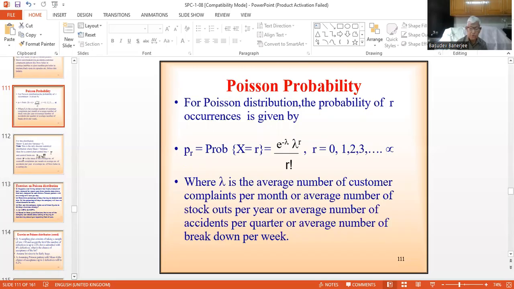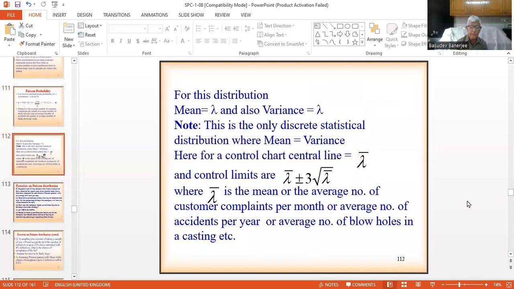This is how the Poisson distribution works. The mean of this distribution is lambda, and the variance is also equal to lambda. It is the only discrete statistical distribution where mean equals variance.